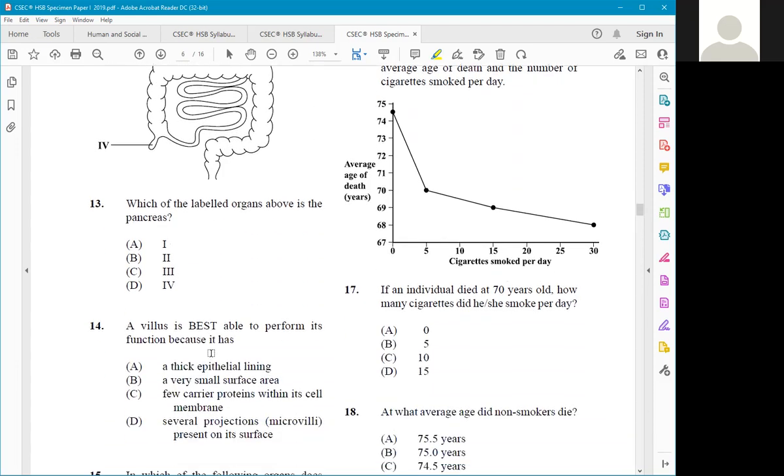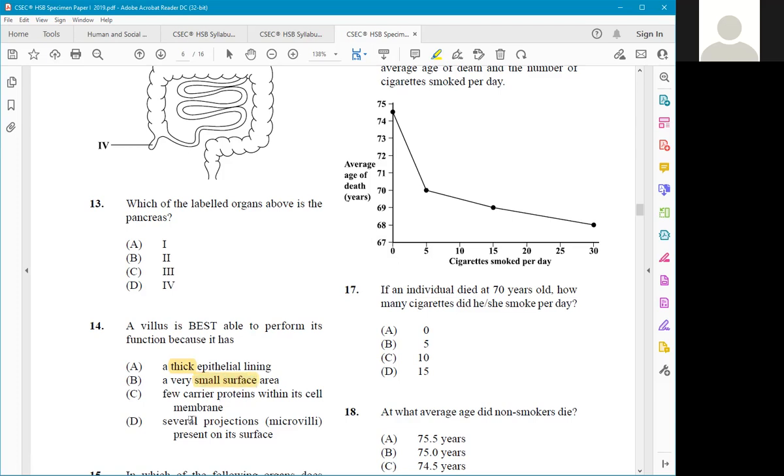For 14, a villus is best able to perform its function because it has, well, we know some of the things that the villus needs to have: large surface area, thin walls, rich blood supply. So what we have here now, because it has a thick epithelial lining, no, you have to dash that. Once you see thick, that answer gets dashed. A very small surface, no sir. Dash that.